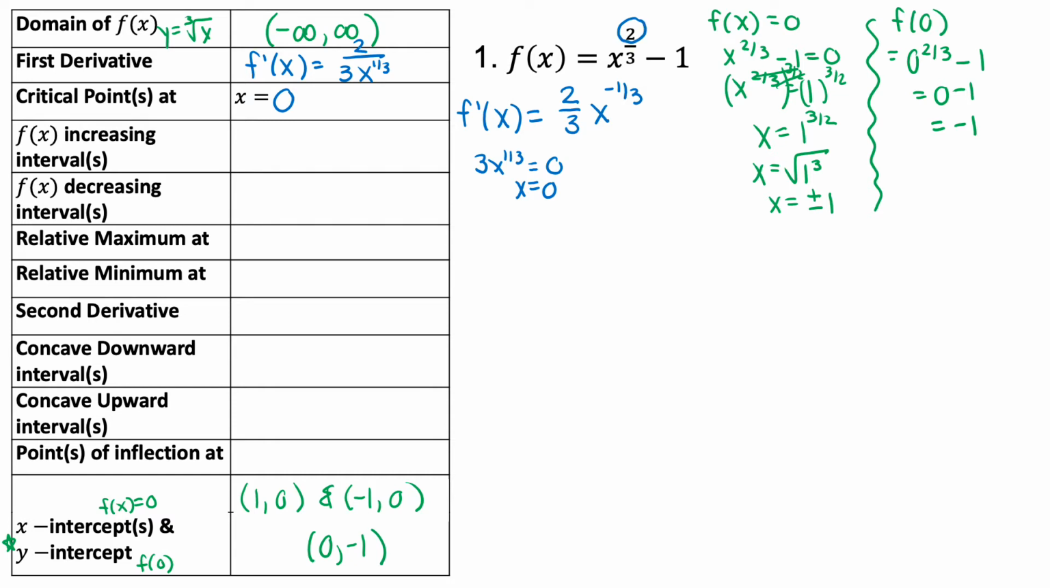Because the numerator of our exponent was even here, we know that what that is going to be is a cusp.